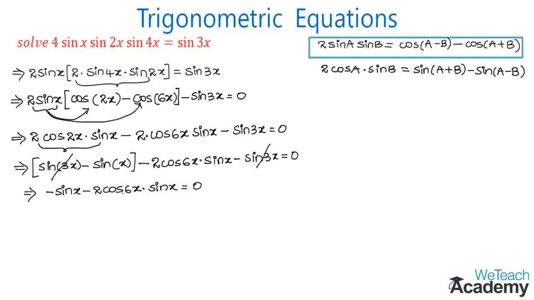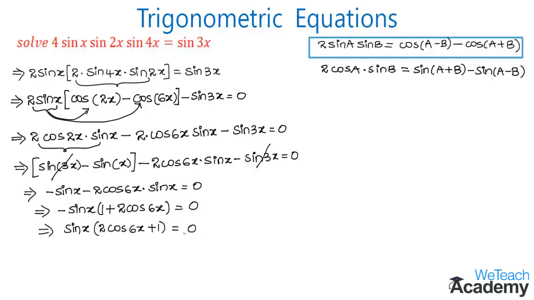And now let us consider minus sin x as the common factor. So minus sin x into 1 plus 2 cos 6x is equal to 0. And then let us transfer minus to the right hand side. So here we get sin x into 2 cos 6x plus 1 is equal to 0. So here we get two solutions for this equation. So first let us consider the first solution, which is sin x is equal to 0.